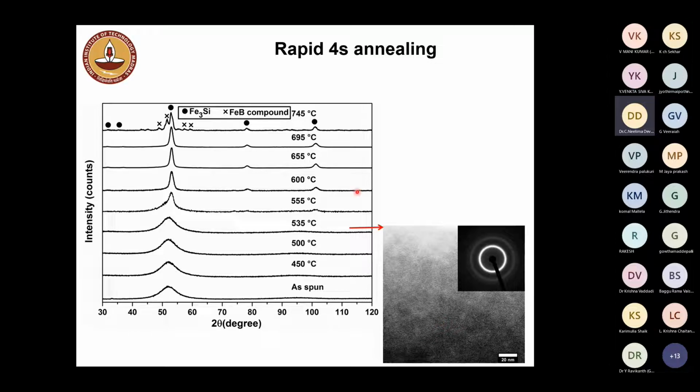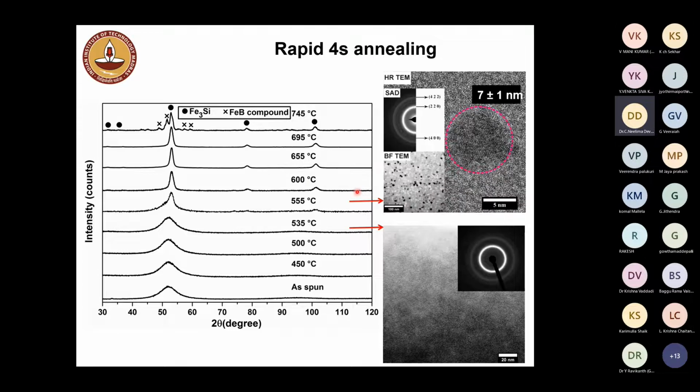Now the material annealed at 555 degrees is looked at in a transmission electron microscope. And you can see a lot of grains in a bright field TEM, with bright and dark contrast. If we do a diffraction pattern, then from the position of the atomic planes, you can measure them and say this is the DO3 structured Fe3Si crystal.